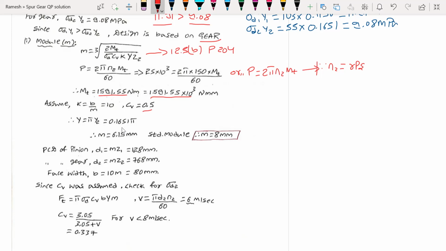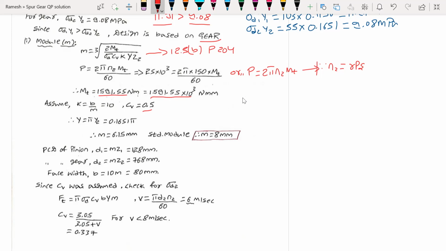Substitute the y2 value. After substituting this, the y we will get is 0.16515. Okay, now substitute all these values in the above equation, that is 12.5b, which is there in page number 204. You're going to get the module.